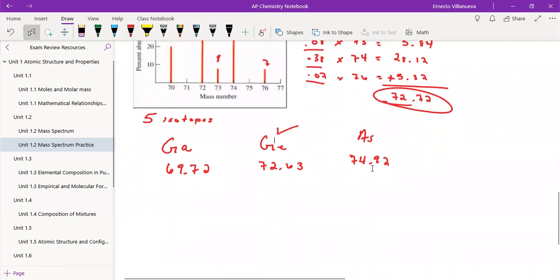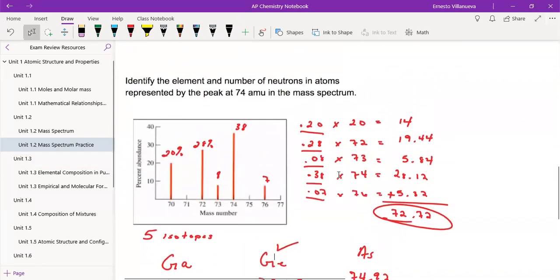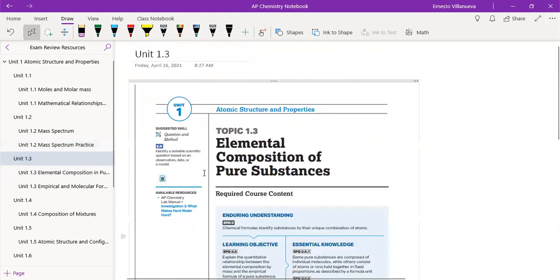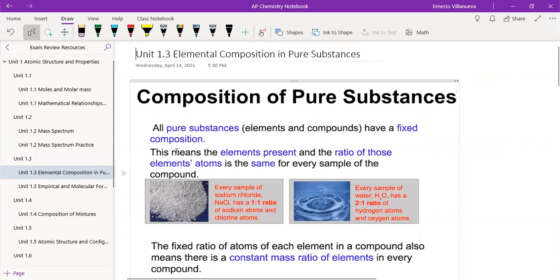All right, so let's go ahead and move on to section 1.3. Please, guys, feel free to stop the video. Make sure to put this in your notes and pause and rewind as you need to. Section 1.3 is going to be elemental composition of pure substances. Okay, so let's take a look at this one here. Let's scroll up. I keep forgetting to scroll these up.